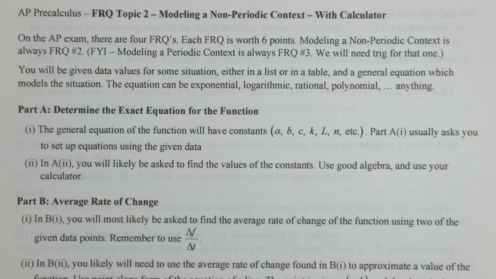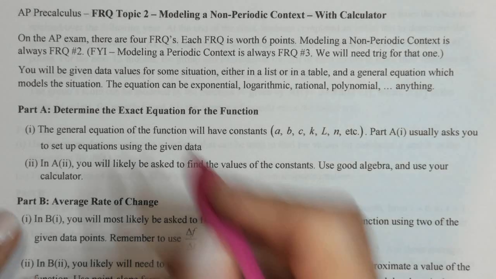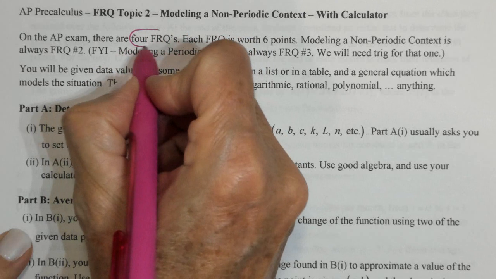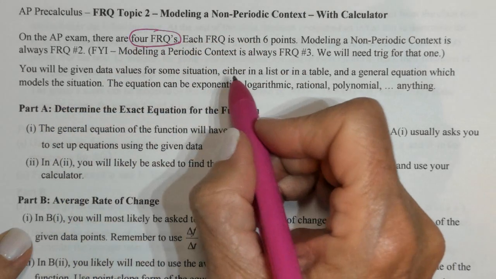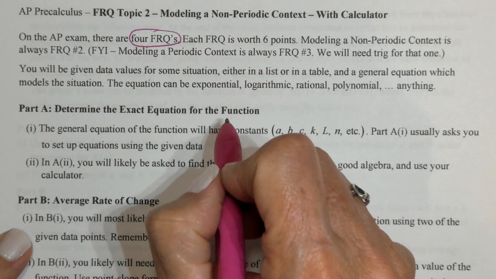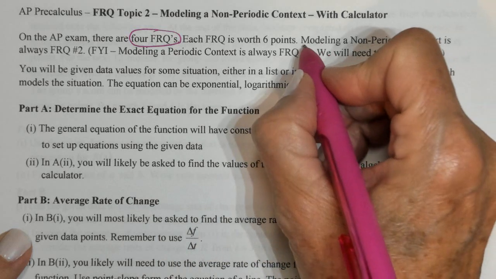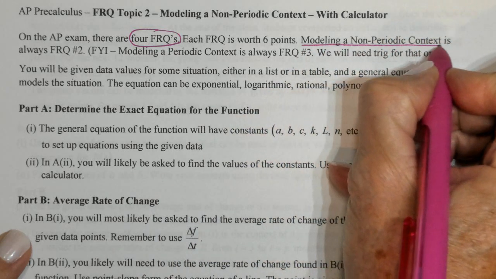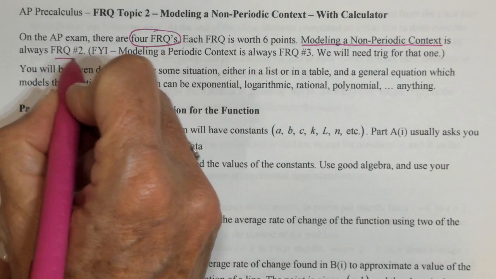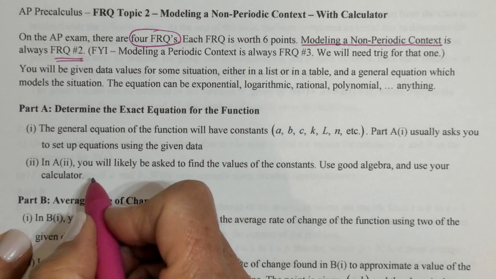Today we're going to be taking a look at FRQs for this topic. On the AP exam there are 4 FRQs total. There are always 4 FRQs on this AP exam. Each FRQ is worth 6 points. Modeling a non-periodic context is always number 2 of the 4.